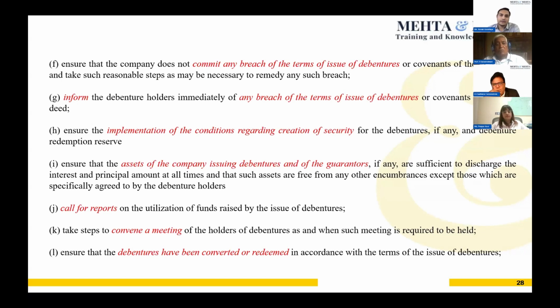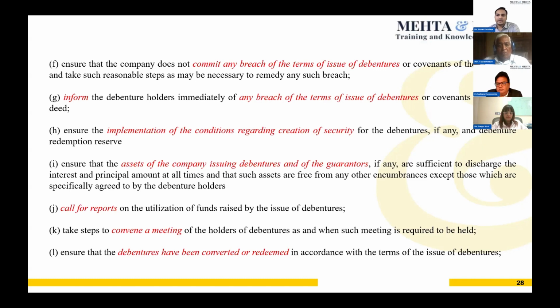The trustee shall ensure the implementation of the conditions regarding the creation of a security for the debentures as per the terms of the issue and as per the trust deed, and also ensure that the debenture redemption reserve provisions are being complied with. Also to ensure that the assets of the company issuing debentures, and of the guarantors, if any, are sufficient to discharge the interest and the principal amount at all times during the tenure, and that such assets are free from any encumbrances except those which are specifically agreed by the debenture holders.